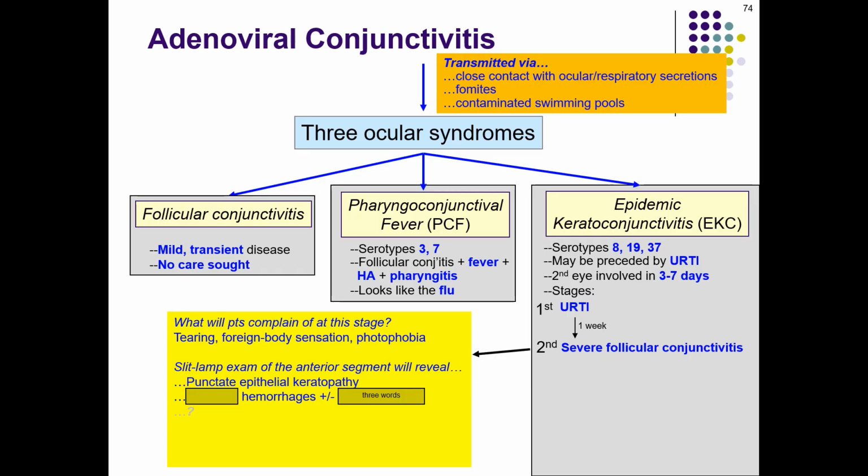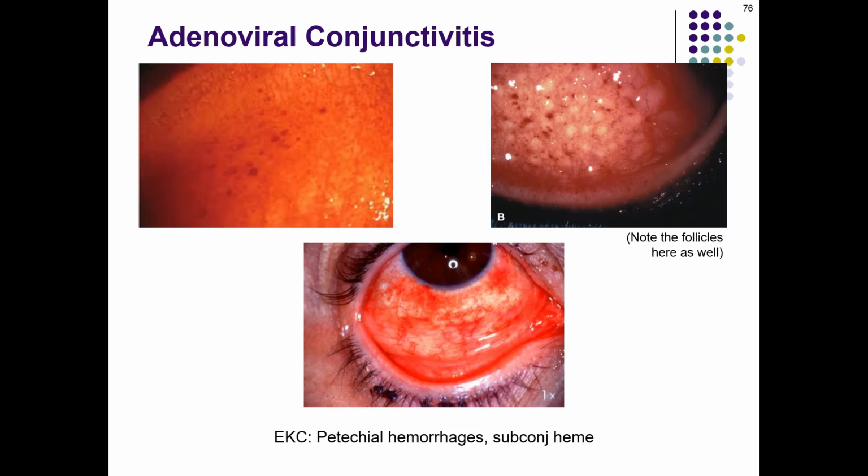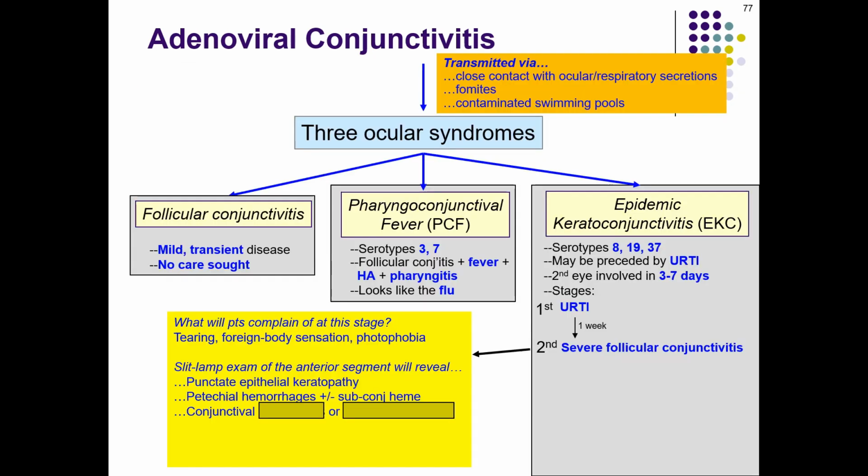So the slit lamp examination of the second stage of epidemic keratoconjunctivitis, the severe follicular conjunctivitis, will show the first one is punctate epithelial keratopathy. The second one is petechial hemorrhages, plus or minus subconjunctival hemorrhage. And you see in this picture there is petechial hemorrhage in the conjunctiva, and also here petechial hemorrhage surrounding the follicles, and here the subconjunctival hemorrhage. These are ominous signs of the severe follicular conjunctivitis.